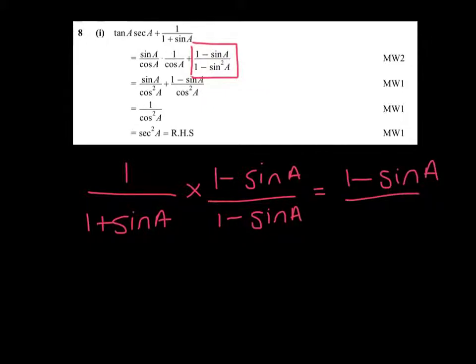And the bottom line is going to be the difference of 2 squares. So it's 1 squared, which is 1, minus sine squared A. So that's where that line's come from. And then they've used the trig identity that cos squared plus sine squared is 1 to replace the 1 minus sine squared to cos squared.